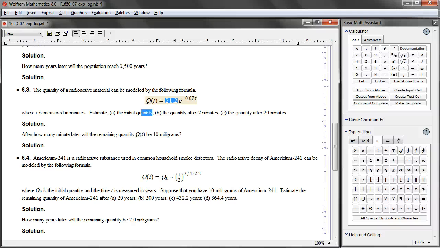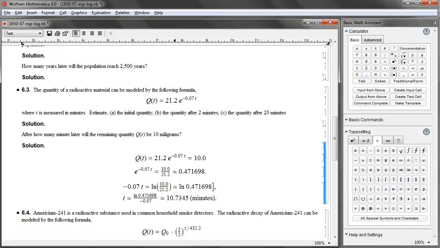That was the answer for problem A. Quantity after 2 minutes, quantity after 20 minutes, all you have to do is plug in t equals 2 and t equals 20, and then run the calculator. You're going to get the answers. How about the next problem? How many minutes later will the remaining quantity be 10 milligrams? What you need to do is set this one equal to 10 and solve for t, which is another exponential equation.